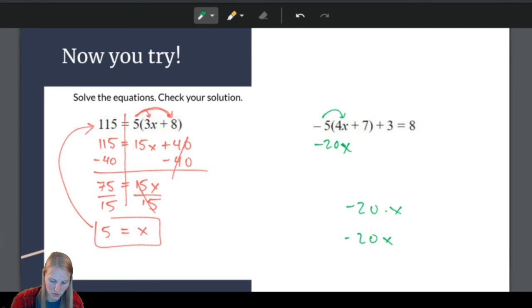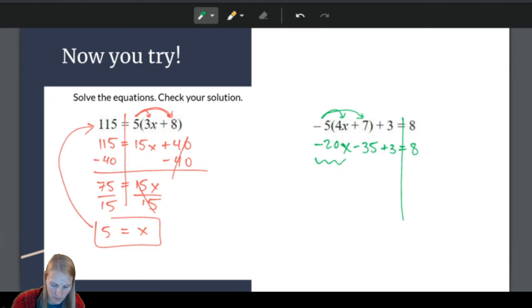And then my next distribution rainbow is negative 5 times positive 7, which is negative 35. This plus 3 is going to come right on down. And then I have equals 8 on the other side. All right, now let's take a look. I have an apple, and an orange, and an orange. Ooh, let's put our oranges together. Okay, so negative 20x and negative 35 plus 3 is negative 32 equals 8.